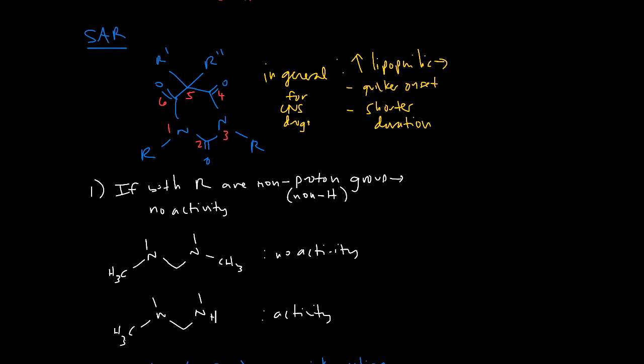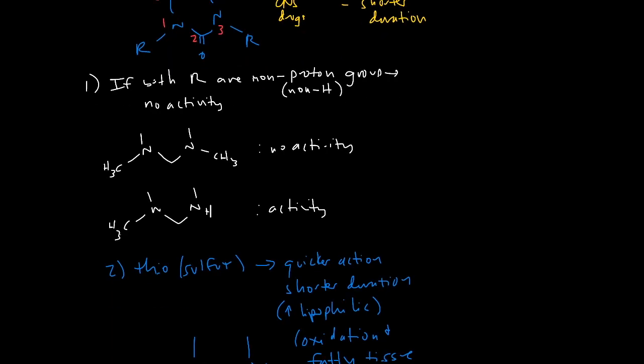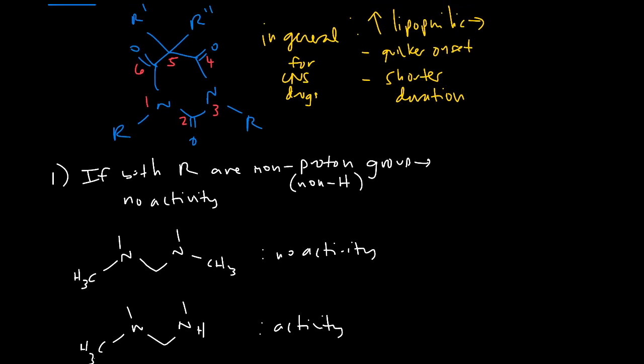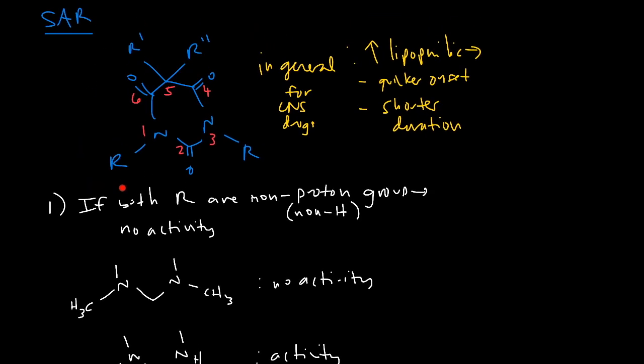So here's your SAR. I'm going to go through each position of the molecule separately. However, in general, for the CNS drugs, increasing the lipophilicity leads to quicker onset and shorter duration, because the more lipophilic, the faster you're able to cross the blood-brain barrier, therefore quicker onset. And the more lipophilic, the more easily the molecule can be redistributed to other fatty tissues, therefore shorter duration, because it leaves the CNS quicker. So higher lipophilicity leads to quicker onset and shorter duration. I'm going to refer to each part of the molecule separately, so you might want to keep this whole molecule and all the positions beside you, so I don't have to keep flipping back and forth.